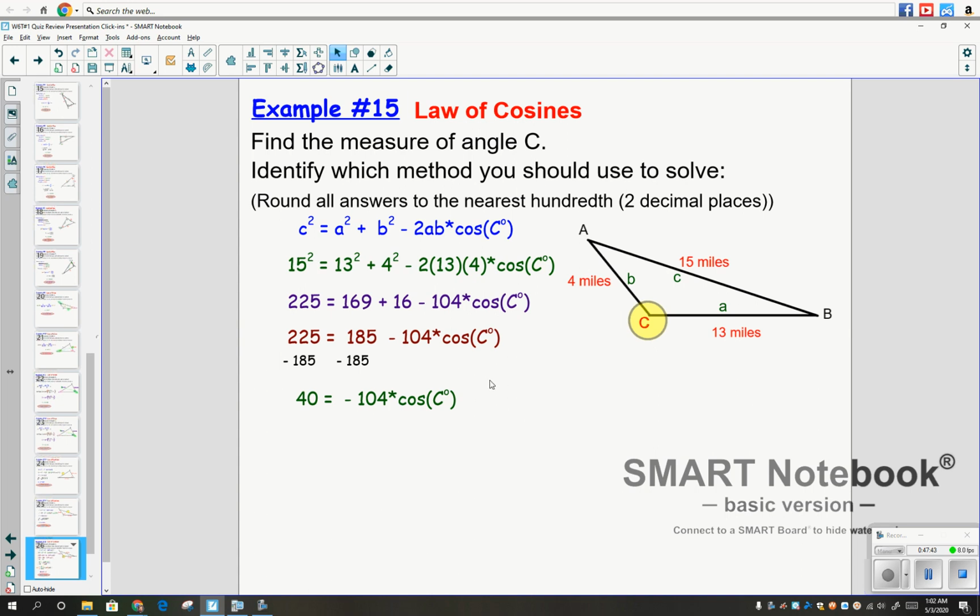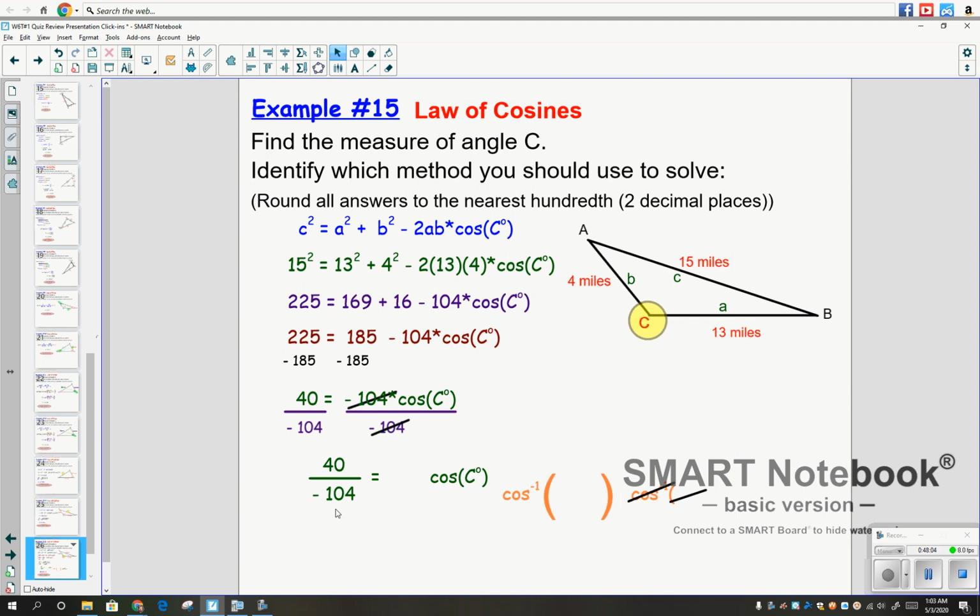How do I get cosine of C by itself? I'm going to divide by negative 104. That'll cancel out, leaves me just cosine of C. Cosine of C equals 40 divided by negative 104.